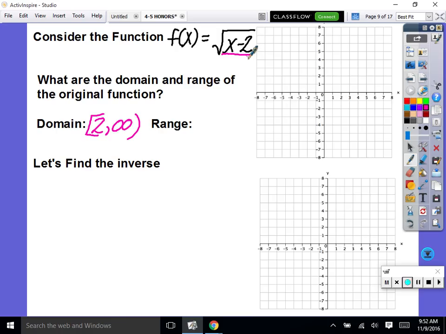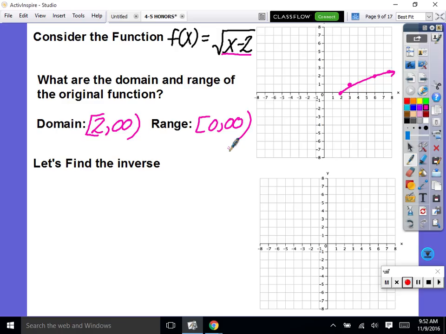This must be greater than or equal to 0. Okay, our range. We know how this graphed. So this is shifted up and down 0, correct? Not quite. So this is right 2, correct? So what's my range? 0 to infinity. Okay. Does everybody understand?